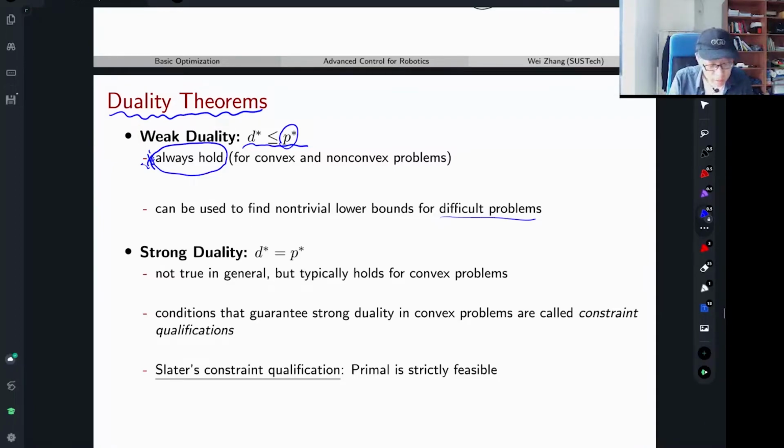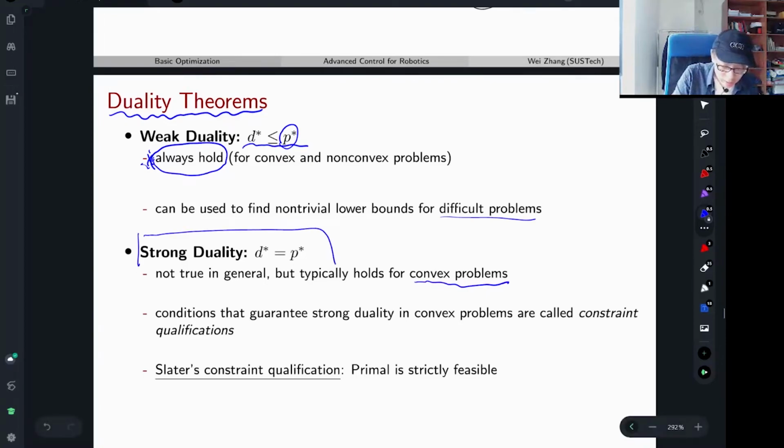But strong duality only holds in a kind of special, but fairly general, case. Not true in general, but it typically holds for convex problems. So for a convex optimization problem, an important theorem is strong duality. The dual optimal gives the primal optimal. They coincide. It's also called no duality gap. Conditions that guarantee strong duality in convex problems are called constraint qualifications. Typically, we don't dive into those details. If you use it, you can assume most of the time it holds.